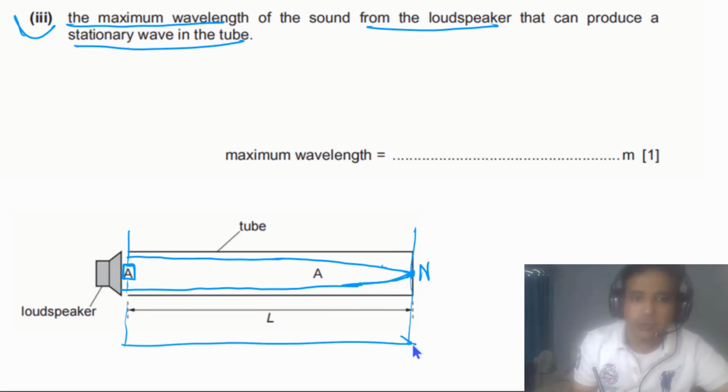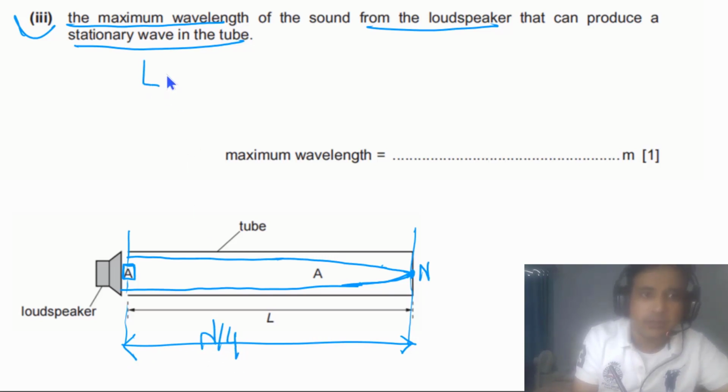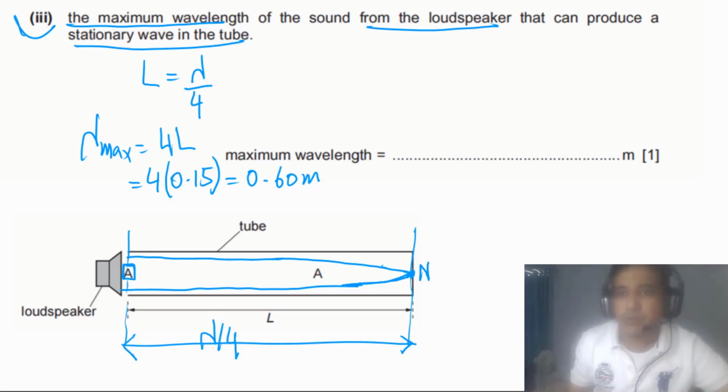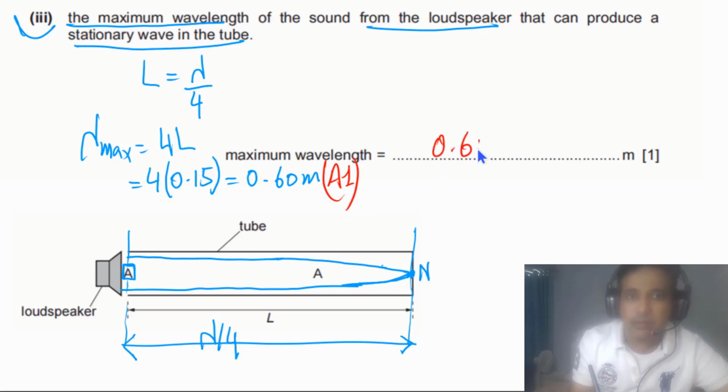So the distance between these two consecutive node and antinode has to be equal to lambda by 4. So simply we can say in this case L is equal to lambda by 4. So from here we can say lambda max has to be equal to 4 times L, and the value of L we have just calculated was equal to 0.15 meters. So if we multiply this, we will get 0.60 meters. And this question has only 1 mark. If you have got the right answer, you will get 1 A mark.